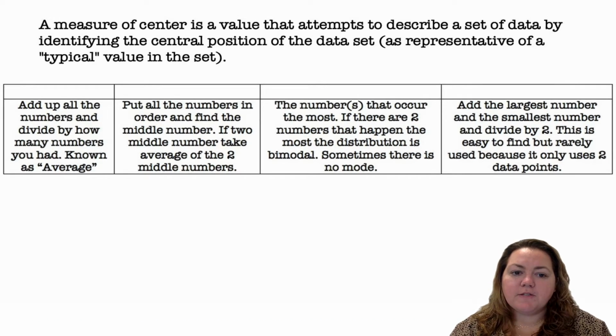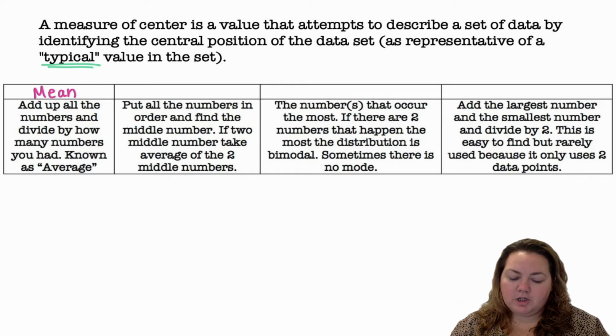All right, a measure of center is a value that attempts to describe a set of data by identifying the central position of the data set as representative of the typical value in the data set. All right, so the mean, we add up all of the numbers and divide by how many numbers you had. This is also known as the average.